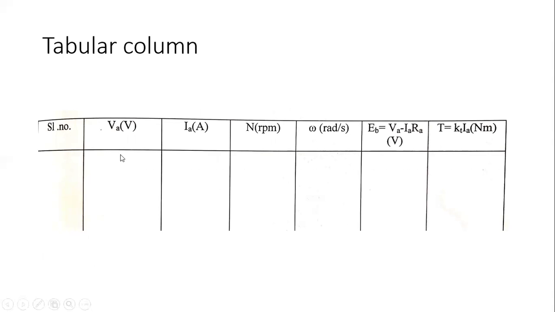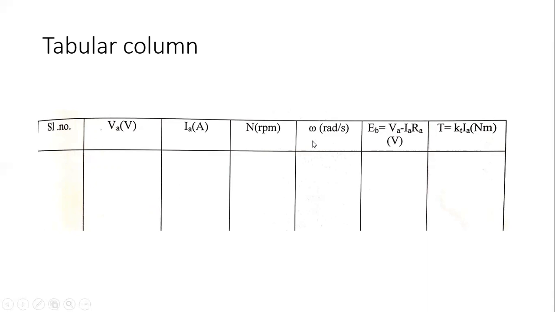So we will record different values of VA and IA for various values of load current. We note down the corresponding speed in RPM. We calculate the speed in radian per second. And ultimately, we find out the value of back EMF here. Now, the next thing that we need to find is this value of KT. In order to find the value of KT, we are going to consider a plot between the back EMF as well as the speed.